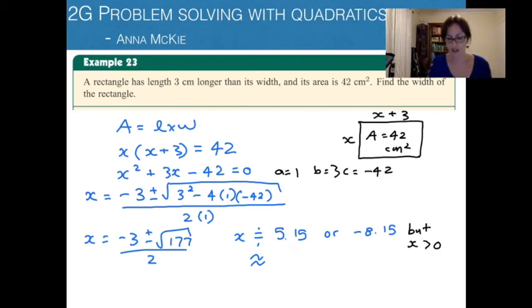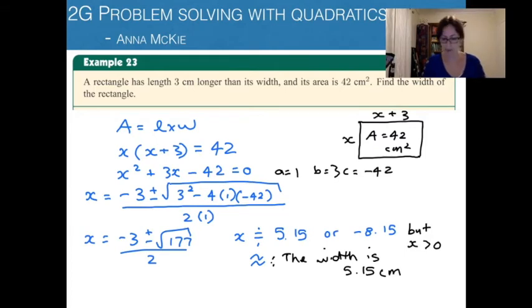But read the question. It's asking you to find the width. So answer with those words. Therefore, the width is what? Is 5.15? No, centimetres. So that's how we answer that question.